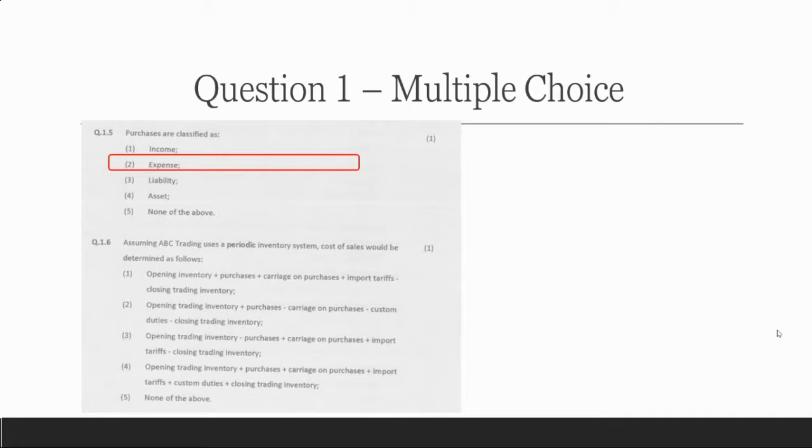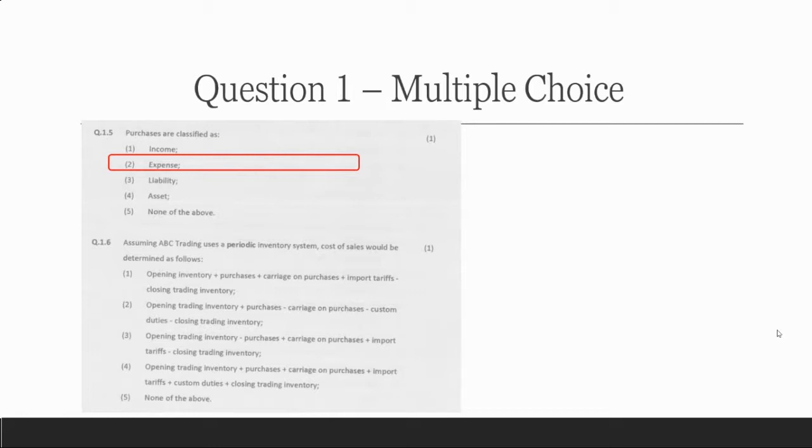When we have a periodic inventory system, because we're taking everything to the purchases account, we have to calculate the cost of sales at the end of the year, which would include your opening inventory balance. All your expense accounts are added onto it, and then you deduct your closing inventory. So let's quickly see what they had. The first one says opening inventory plus your purchases plus carriage on purchases plus import tariffs less closing inventory. Okay, so that is correct.